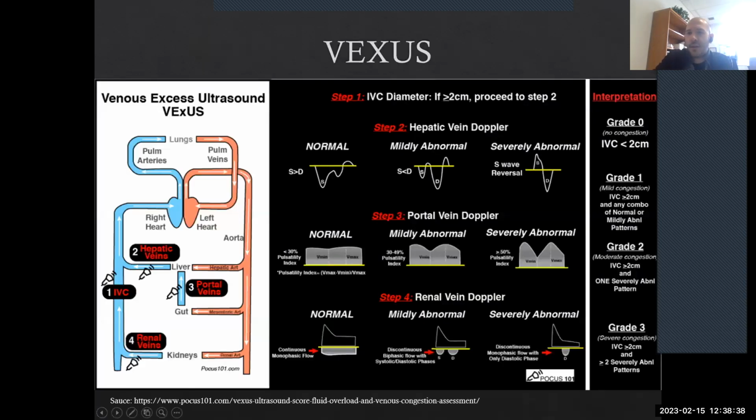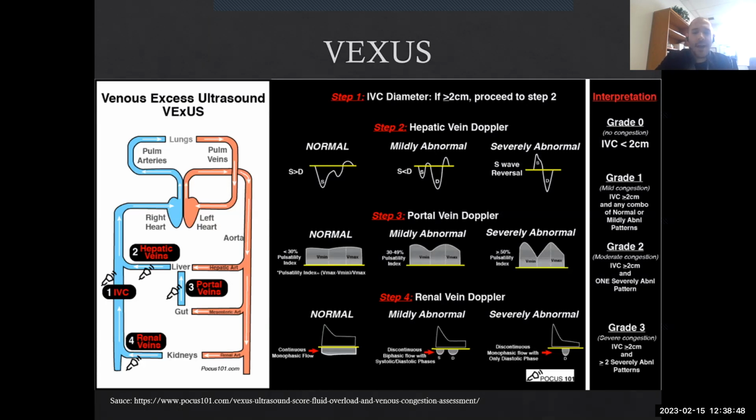This is a figure that is available online from POCUS 101, and it presents the 4 different measurements we do for VEXUS, as well as what they look like. And so the excluding factor is an IVC diameter. Your IVC must be more than 2 centimeters for you to have any congestion based on VEXUS parameters. If your IVC is small, you can move forward. You don't need to worry about congestion. If it's more than 2 centimeters, you then go and measure your hepatic vein, your portal vein, your renal vein.